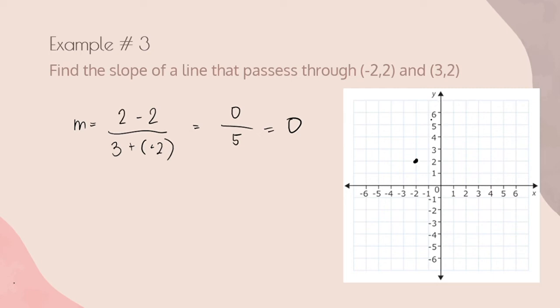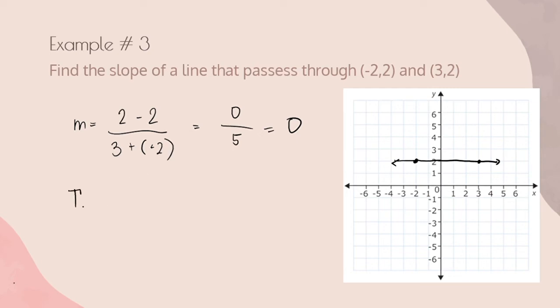Alright, so 3, 2, it is located here. So when we connect the points, we come up with a horizontal line. So remember that the slope of a horizontal line will always be 0.